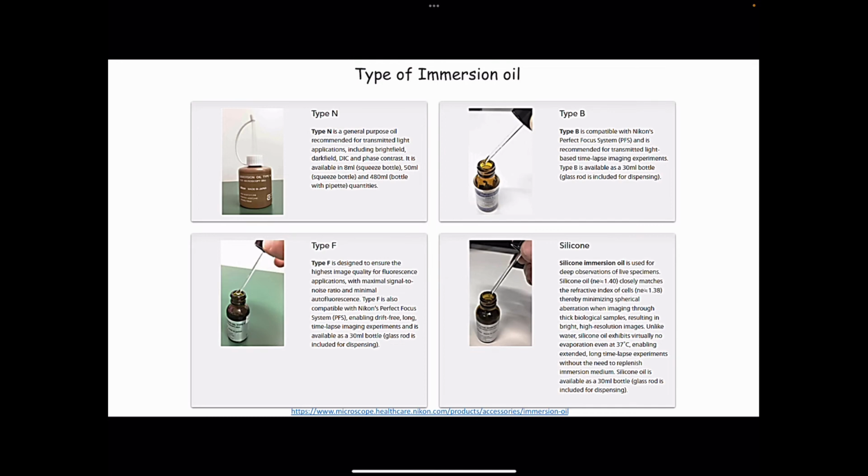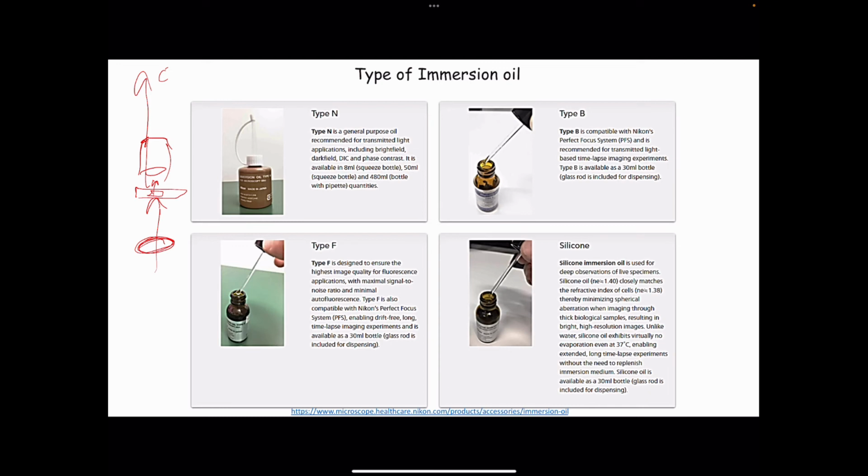Now let's go through each oil one by one and see what they are applied for. Talking about the type N oil, it's basically a general purpose oil. It's recommended for all different types of transmitted light microscopy. What do I mean by transmitted light microscopy? Your objective is here, you have a sample placed here, the condenser lens is here, and your light is coming from the light source, passing through your sample, and the transmitted light, after it completely passes through, enters the objective to go to the camera, and the image is formed.